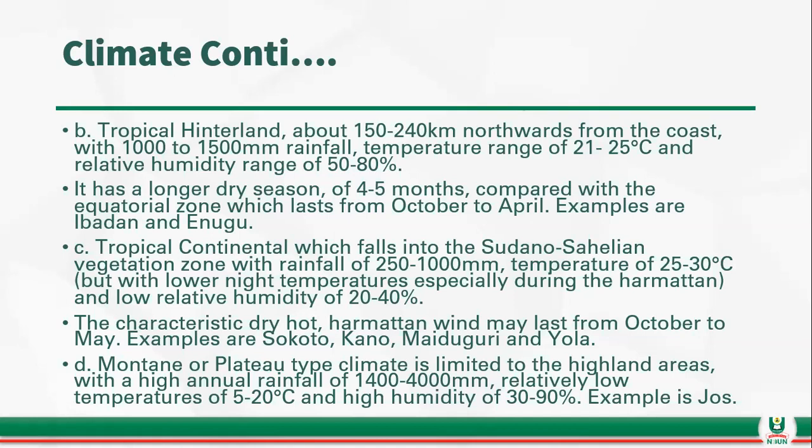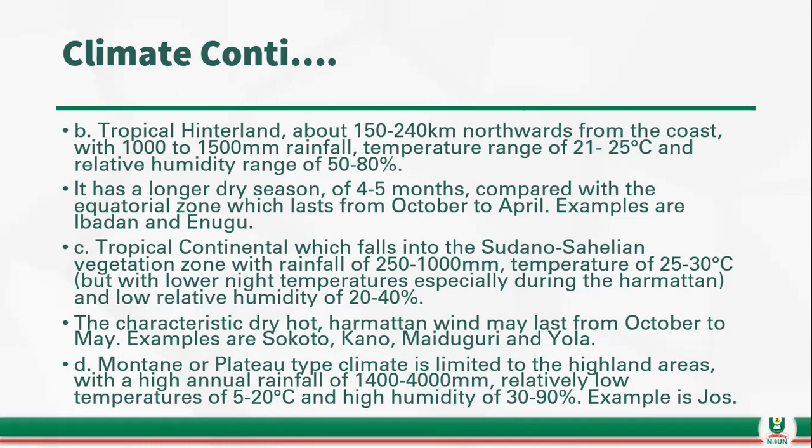Now, the D part, the D climate is the mountain or the plateau type climate, and is limited to the highland areas with a high annual rainfall of about 1,400 to 4,000 millimeters. Now, you may be shocked. Why do we have this kind of rainfall? You can see the range is a bit high, in that it spreads from 1,400 to as high as 4,000. The weather in this area is a bit unpredictable.